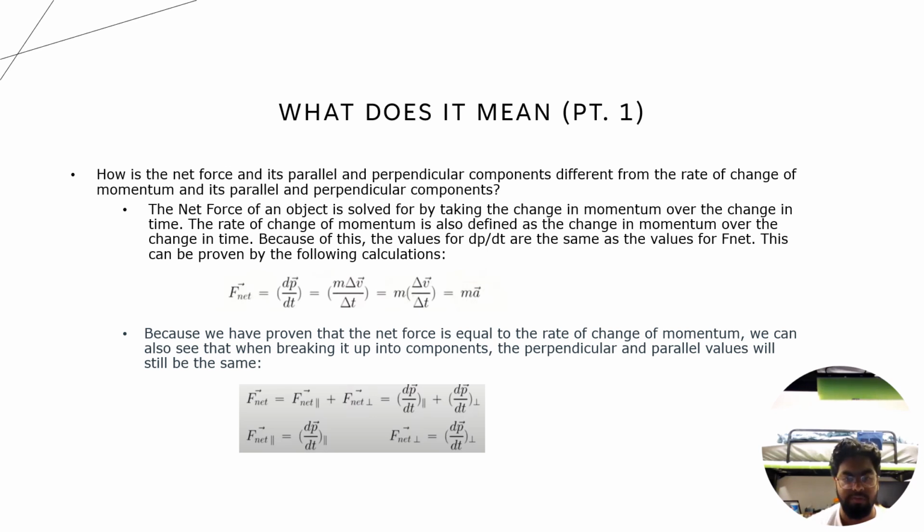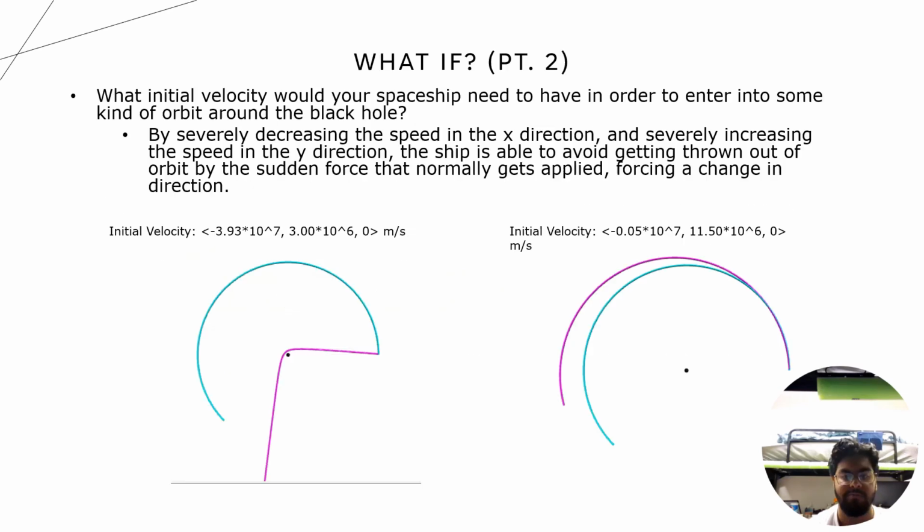Fnet is going to equal the parallel component of fnet plus the perpendicular component of fnet. And if we know that fnet equals dp/dt, dp/dt is also going to equal its parallel plus perpendicular components. We're able to see that the parallel component of fnet is equal to the parallel component of dp/dt, and the perpendicular component of fnet is equal to the perpendicular component of dp/dt.